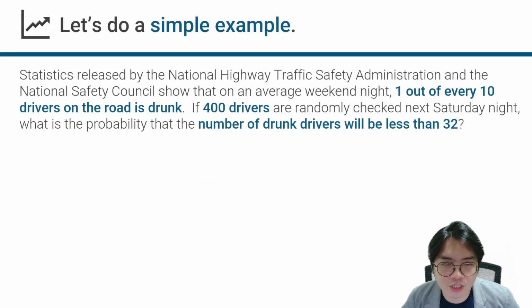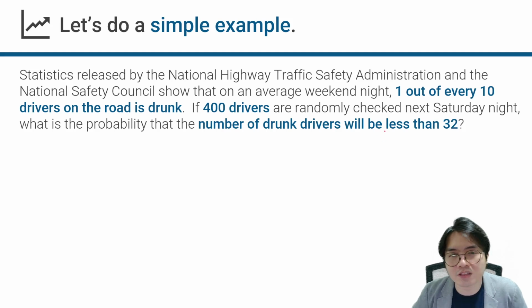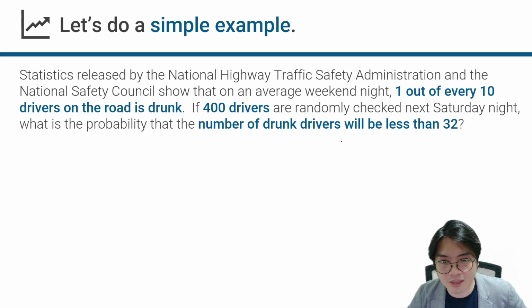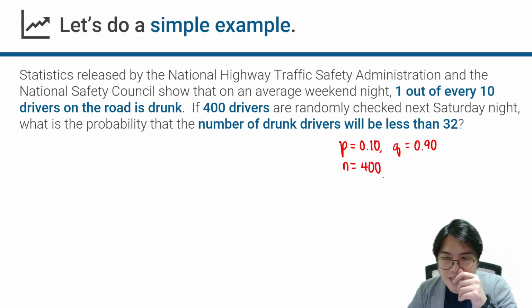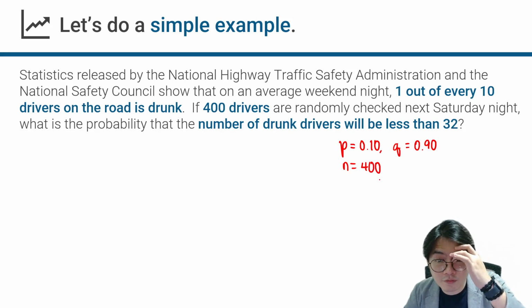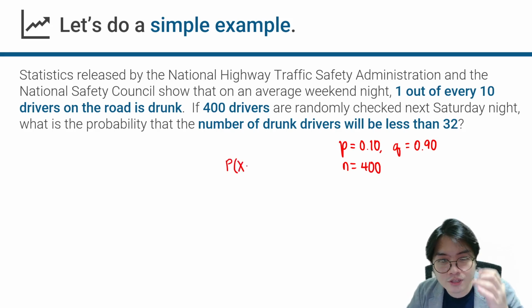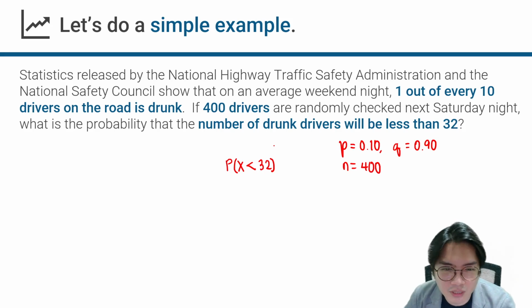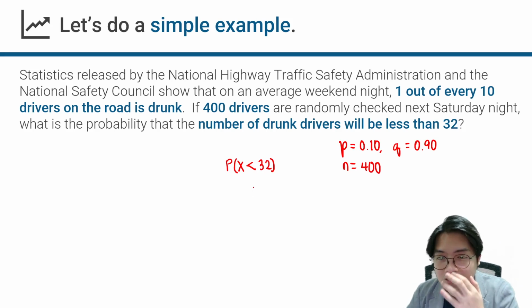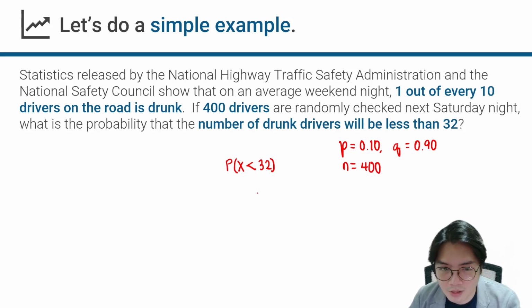Statistics released by the National Highway Traffic Safety Administration and the National Safety Council show that on an average weekend night, 1 out of every 10 drivers on the road is drunk. Oh my goodness, 10%? So that means your q is 0.9. If 400 drivers are randomly checked next Saturday night, what is the probability that the number of drunk drivers will be less than 32? In this case you would tear your hair out calculating this, because this is very clearly a binomial distribution.